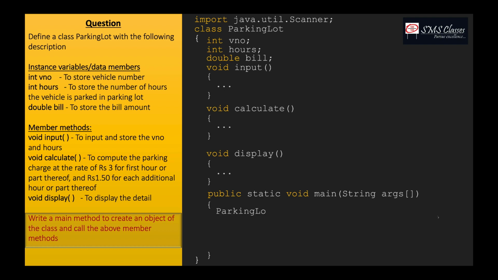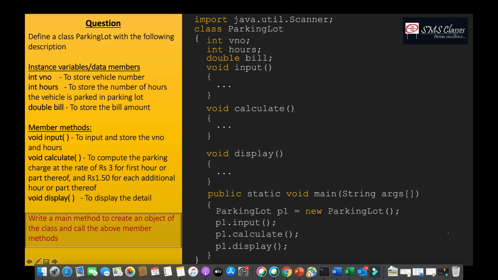Now we create an object of this class. So ParkingLot p1 is equal to new ParkingLot. Now call the above member methods. So p1 dot input, then we call calculate, then we call display. That's it. We got 15 out of 15.